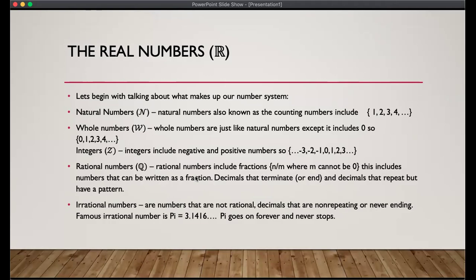So now the real numbers. All right, let's begin with talking about what makes up our number system, right? So we have natural numbers, which we spoke about in class. Natural numbers are also known as the counting numbers. So that includes one, two, three, four, and beyond, right? So any positive whole number is there. I mean, any positive number, right?